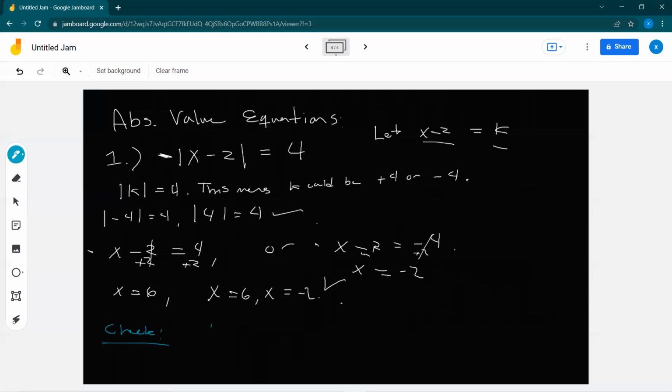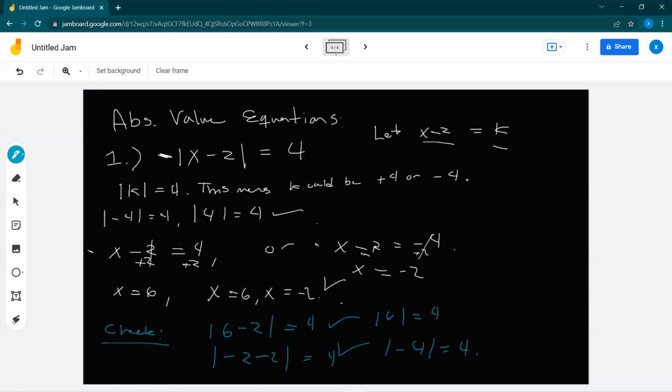Well, if we plug in 6, we get 6 minus 2. The absolute value of 6 minus 2 equals 4, and that's true because the absolute value of 4 equals 4. And if we check the second solution, we get the absolute value of -2 minus 2 equals 4. And that's also true because the absolute value of -4 equals 4.